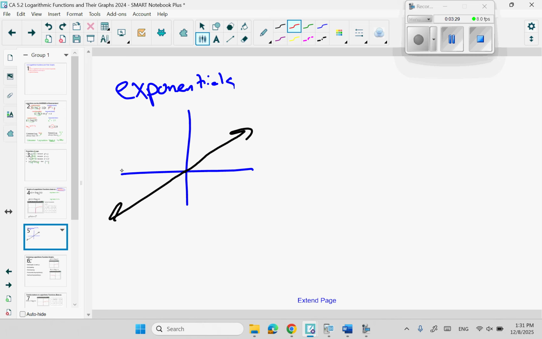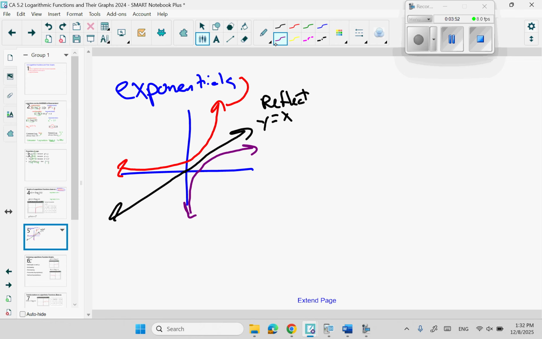Okay. Inverses are reflections across the y equals x line. So the inverse of this graph would look like this. So if this graph in red is our exponentials, this graph in purple has to be our logarithms.